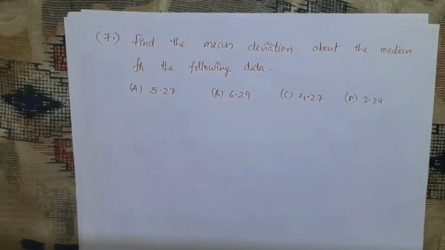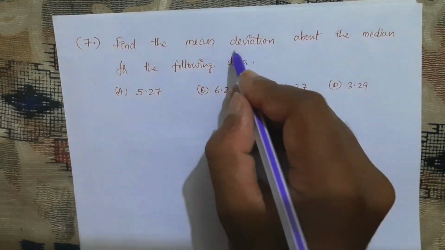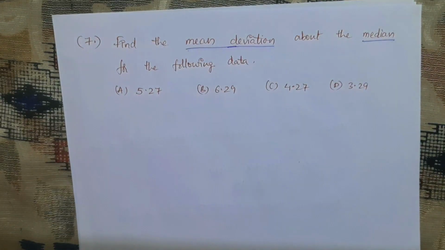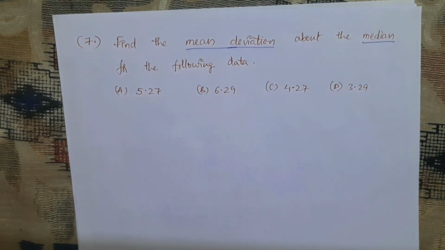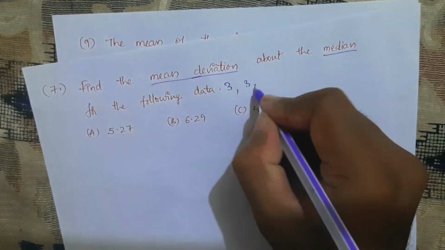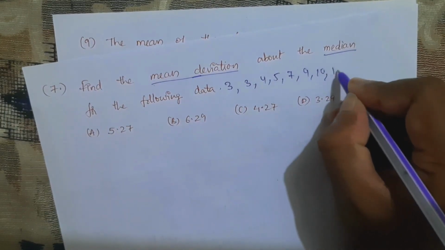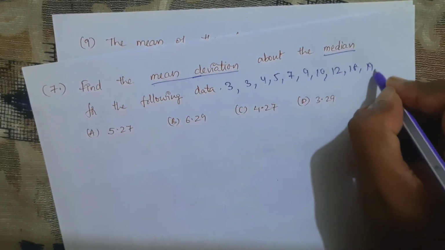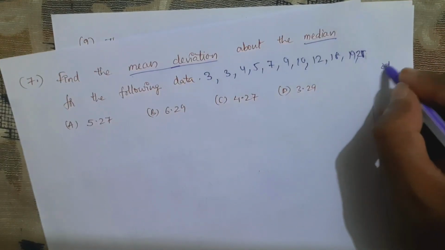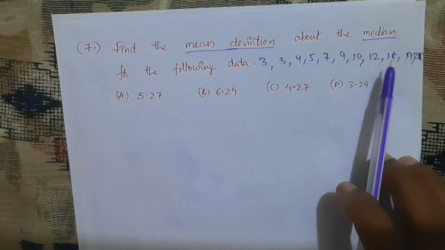Question number 7. Find the mean deviation about the median. In the previous problem we found the mean deviation about the mean. Here you need to find the mean deviation about the median for the following data. See, data I will write here: 3, 3, 4, 5, 7, 9, 10, 12, 18, 19 and 21. Okay, this is 21. See, total 11 observations.